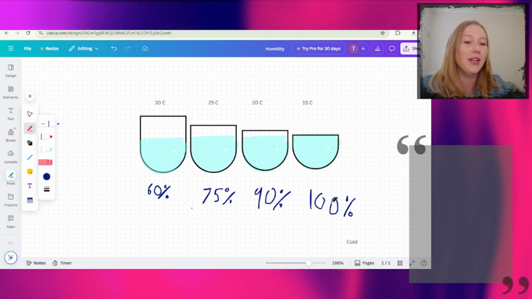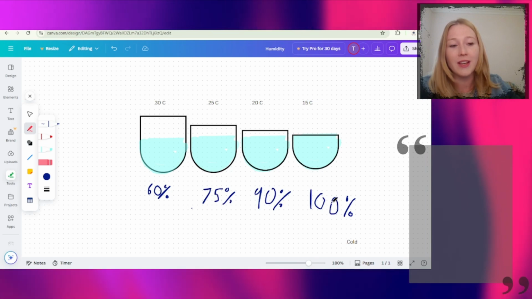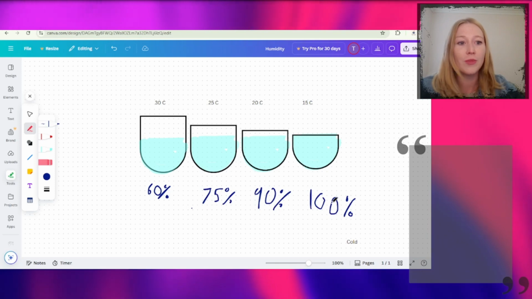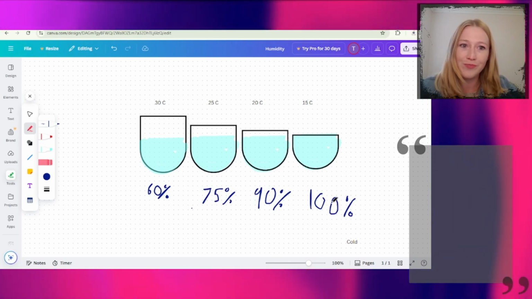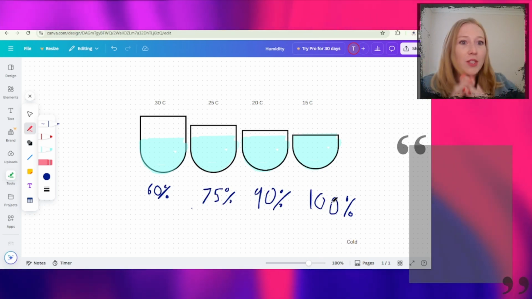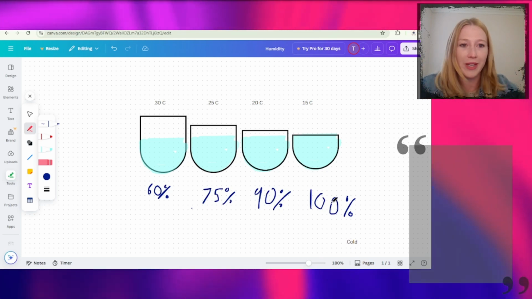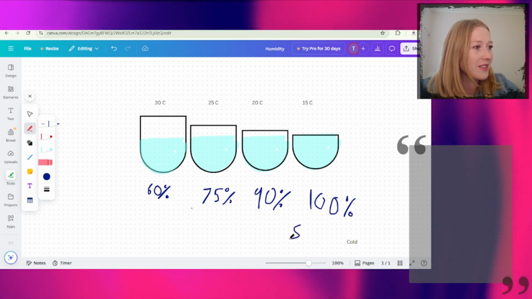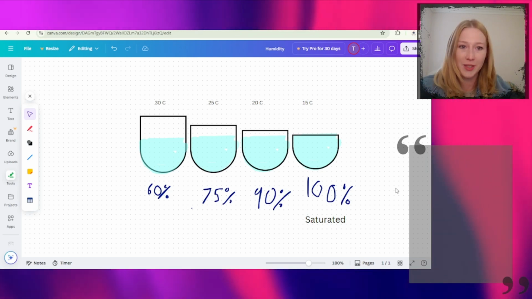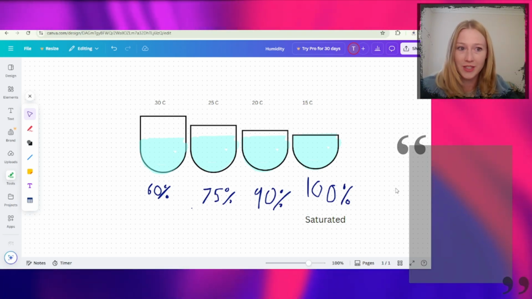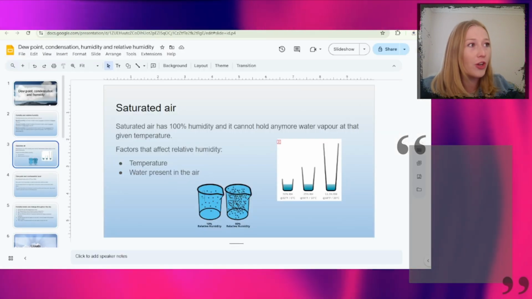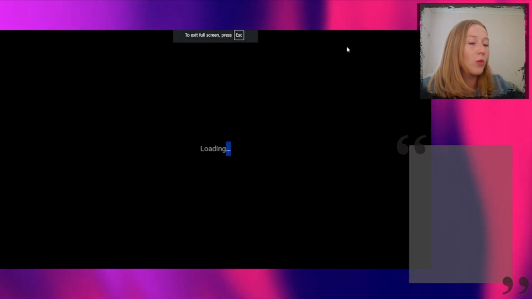This one we would then say is saturated. It can't hold any more water. You try to give it more water and it's going to throw it right back at you. And that's the basis of rain, or condensation, I should say. So if we keep trying to give this more water, it's going to push that water back out again. So this is saturated. Our last glass is completely full. So 100% humidity means that the air cannot hold any more water vapor.